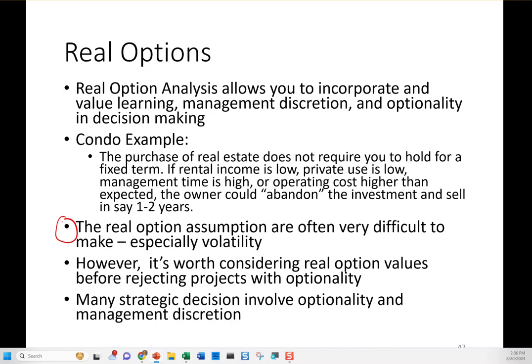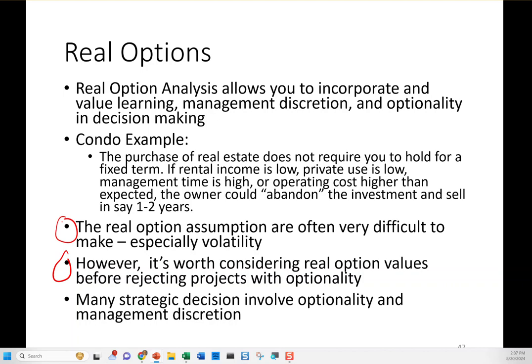Think about the volatility of the S&P 500, which is about 20%. I find the volatility of individual stocks tends to be about 30, 40, 50%. So I tend to see those numbers in real options, but it's really hard to come up with those values. However, it's at least worth considering real option values before rejecting projects with optionality. Or at a very minimum, if it's very close to a break-even NPV, you could consider the value of the option that's going to push the NPV into the positive.